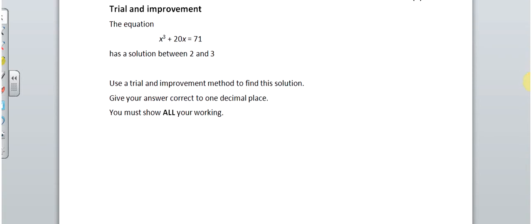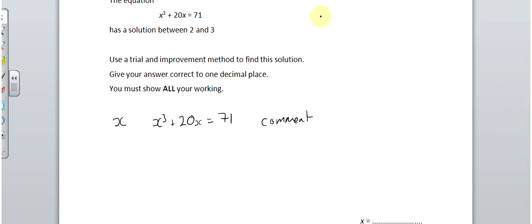Now for a bit of trial and improvement, and you'll want your calculator for this. So off we go. We're going to start off by doing a little grid, and the grid's very simple. It's going to have an x, then it's going to have the x cubed plus 20x equals 71, and then it's going to have a comment. And they tell us that the solution is between 2 and 3. So we're going to start with 2.5.